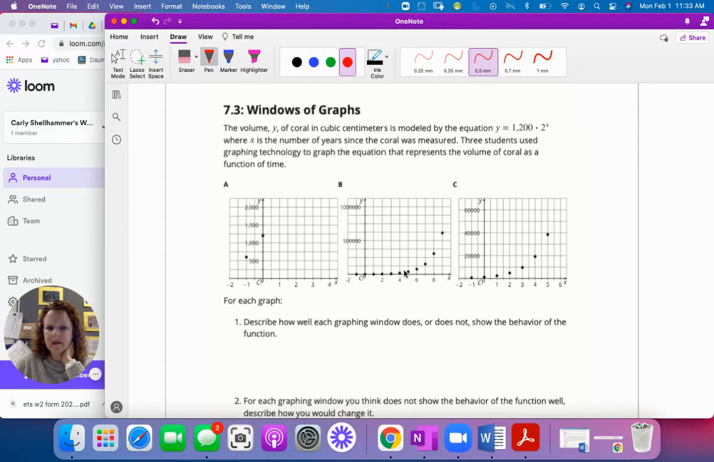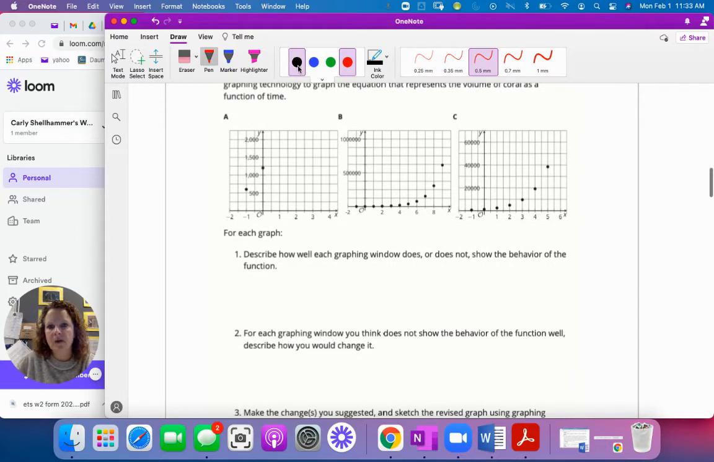Okay, here, I can't even tell what's going on. We're so close to the x-axis, but then we exponentially grow. And then here, I see a better, like year 1, 2, and 3, I can actually read something, versus here, year 1, 2, and 3 all look very equal to me. And here, we don't even have years 1, 2, and 3. This is interesting. All right, let's look at the problem. Describe how well each graphing window does or does not show the behavior of the function. Okay, I just talked about it a little bit.